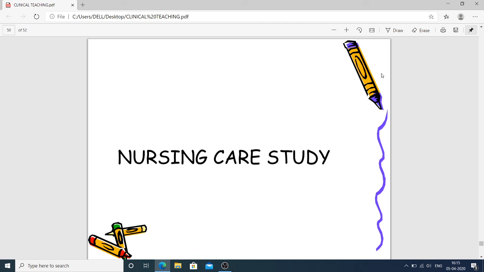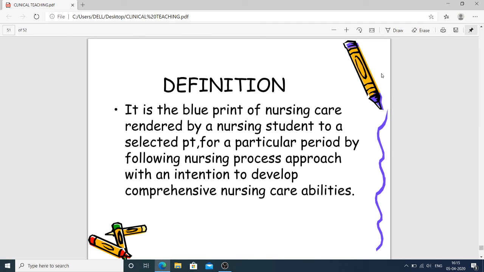Then the nursing care study. The nursing care study is defined as: it is the blueprint of nursing care rendered by a nursing student to a selected patient for a particular period by following the nursing process approach with an intention to develop comprehensive nursing care abilities. Right? It is the blueprint of nursing care which is provided by the student to the patient.